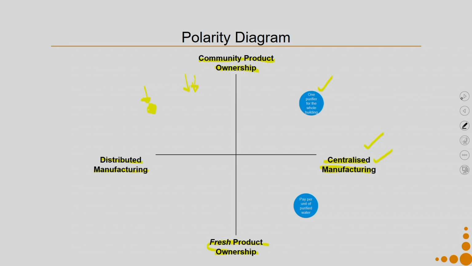Now, say I have another idea which says pay per unit of purified water, in which Fresh product ownership is the context.